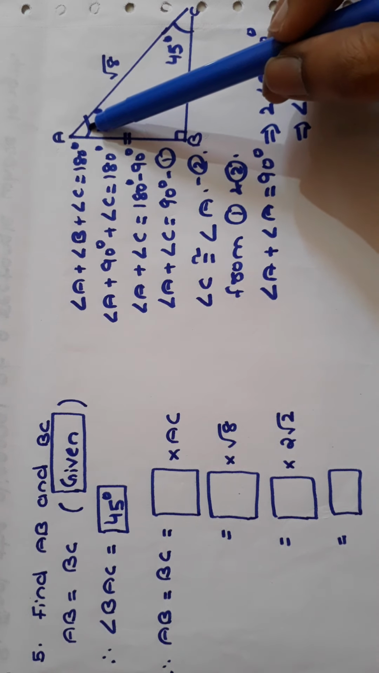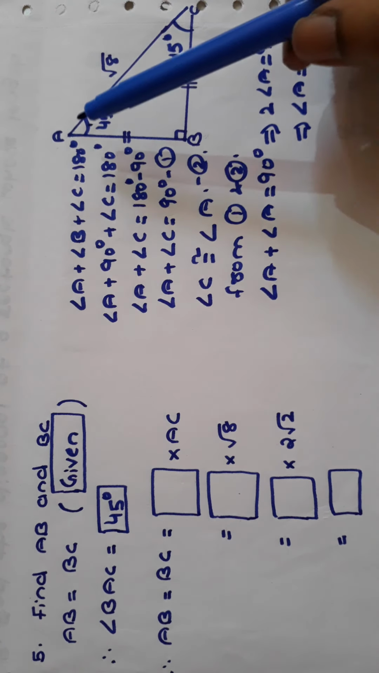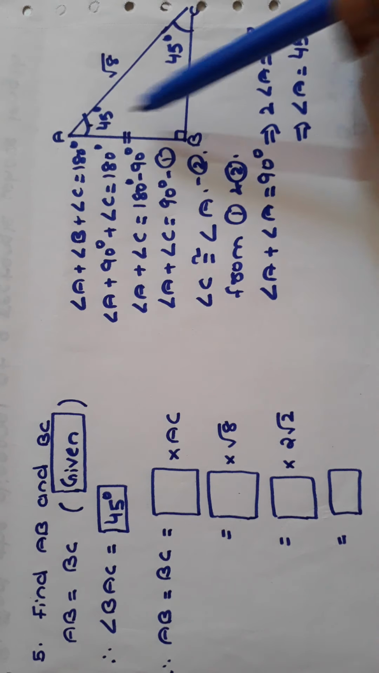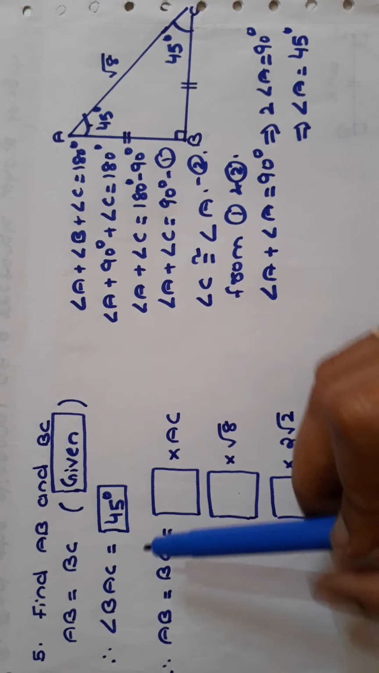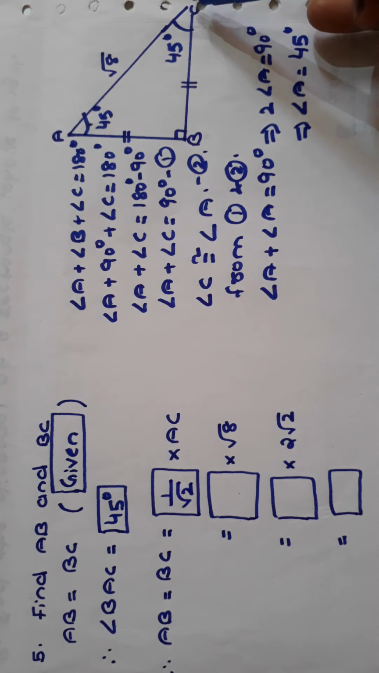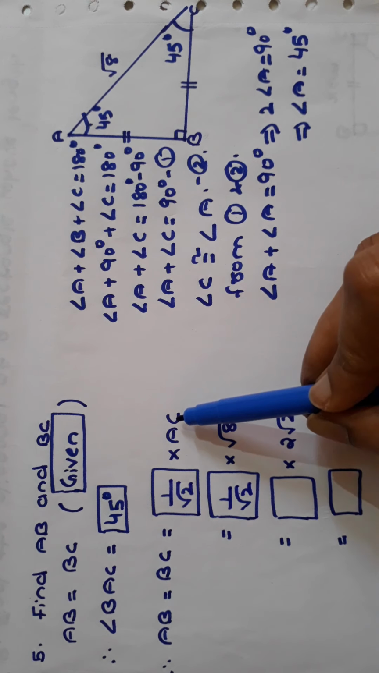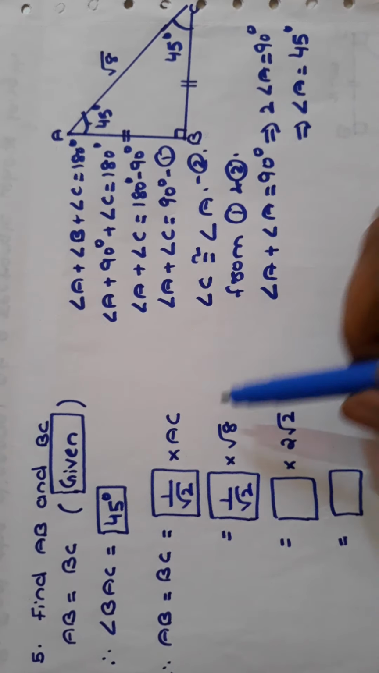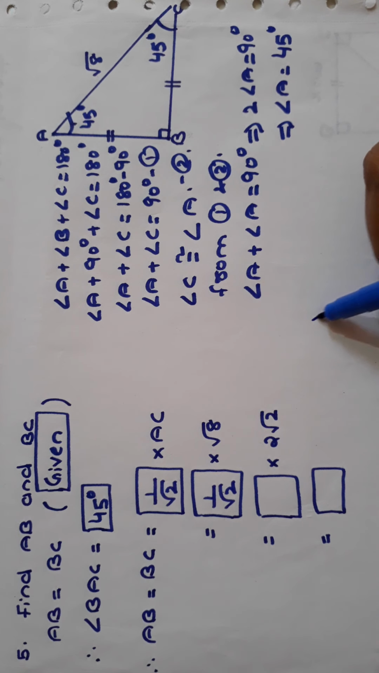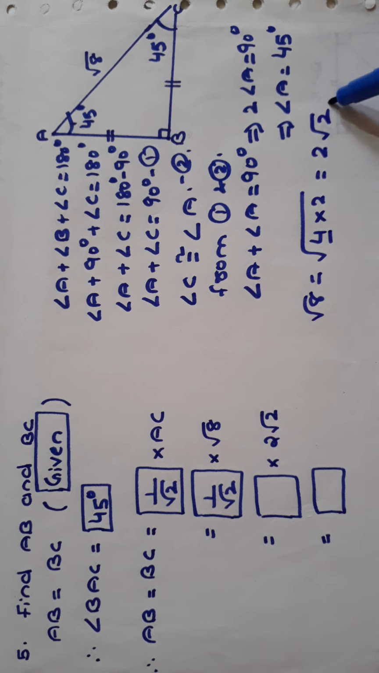Now here the side opposite to angle A is BC, and the side opposite to angle C is AB. So AB is equal to BC is 1 by root 2 times the hypotenuse, and hypotenuse is AC. 1 by root 2 into, substitute the value of AC, root 8. Now root 8 can be written as root of 4 into 2, but root of 4 is 2, so root 8 is 2 root 2.